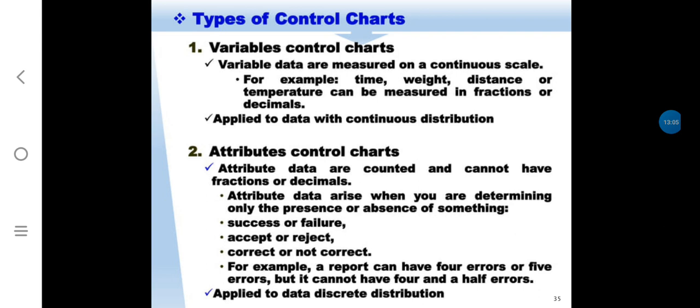Variable control charts: variable data are measured on a continuous scale. For example, time, weight, distance or temperature can be measured in fractions or decimals and applied to data with a continuous distribution. Attribute data are counted and cannot have fractions or decimals. Attribute data arise when you are determining only the presence or absence of something: success or failure, accept or reject, correct or not correct. For example, a report can have 4 errors or 5 errors, but it cannot have 4 and a half errors. This is applied to data with a discrete distribution. Normally, variable control charts are used for continuous distributions, and attribute control charts are used for discrete distributions.